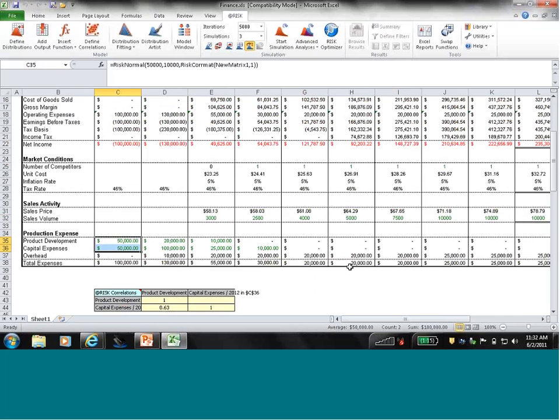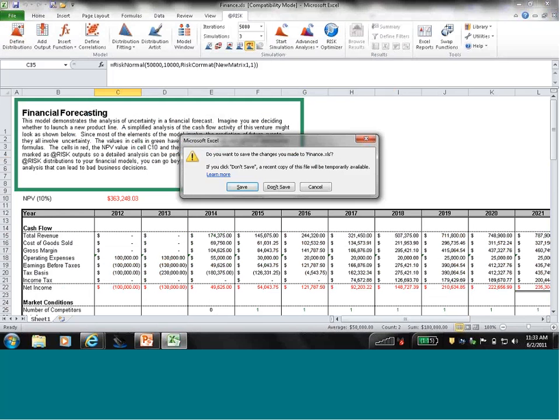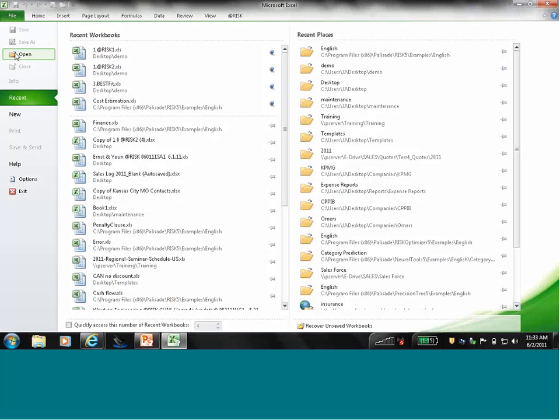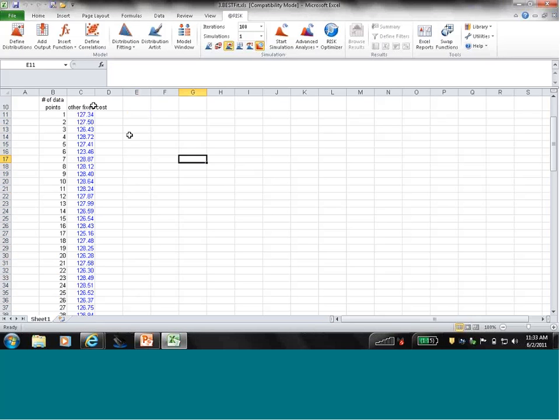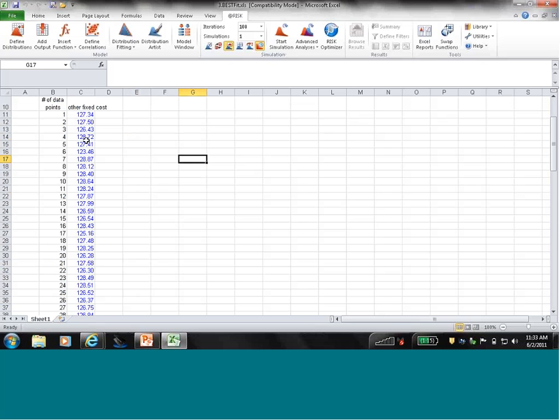I think another nice feature that I'll show you is the distribution fitting capability. And that's another way that you can add a distribution in. If you have historical data, our software allows you to fit a distribution to it. So I'm going to open up another model. It's just a model with some data. So let's say that these are some price points that we have in the past for those sneakers that we've sold.